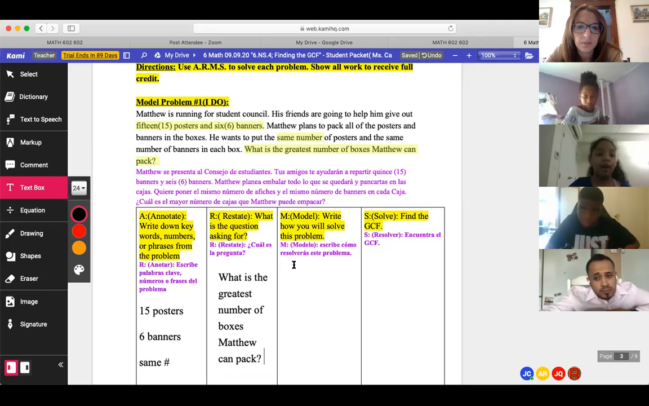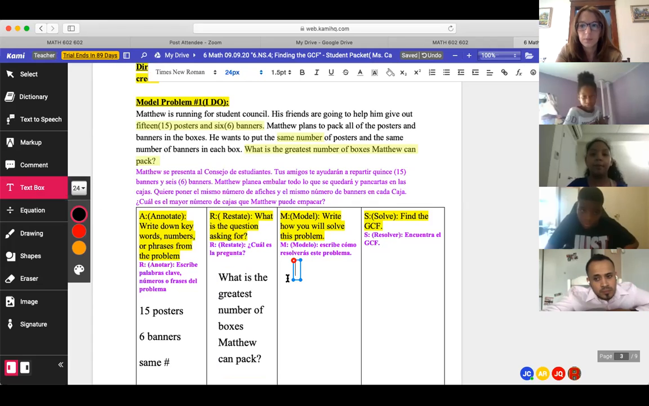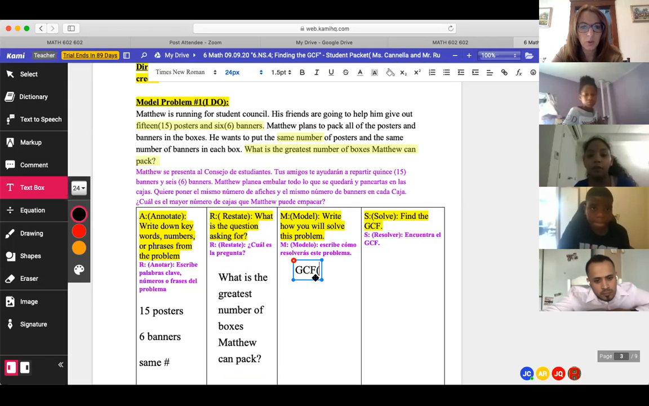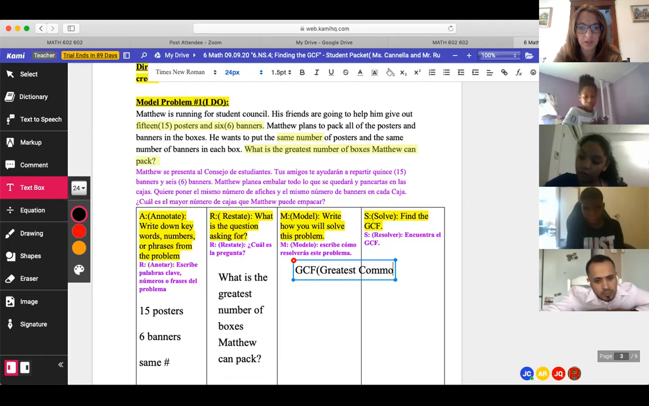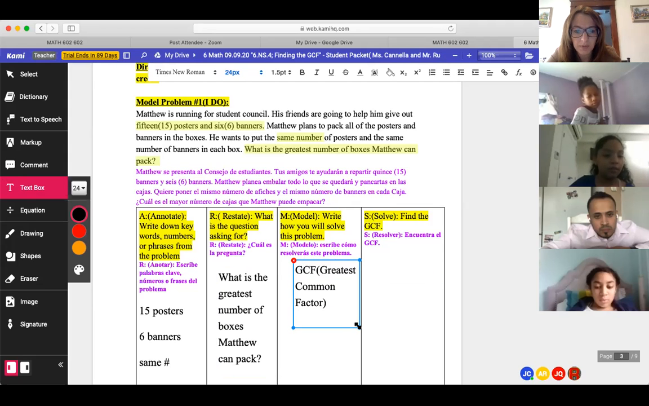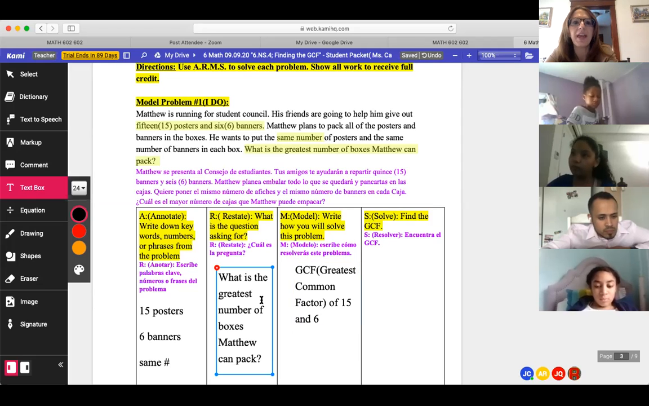We have to find the greatest common denominator, since Matthew wants to put the same amount of posters and banners in each box. Good. We call it the greatest common factor, which is known as the GCF. So we're finding the greatest common factor of what 2 numbers? 15 and 6. Beautiful. So we're finding the greatest common factor of 15 and 6. Now we already know the A, R, and M.